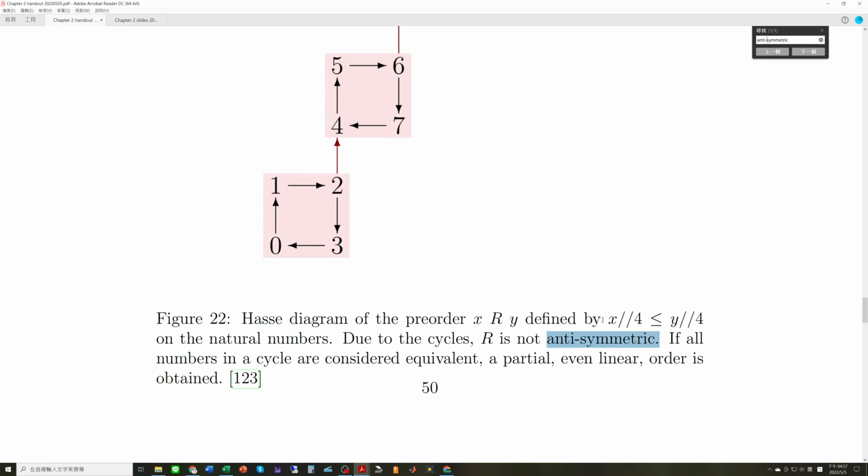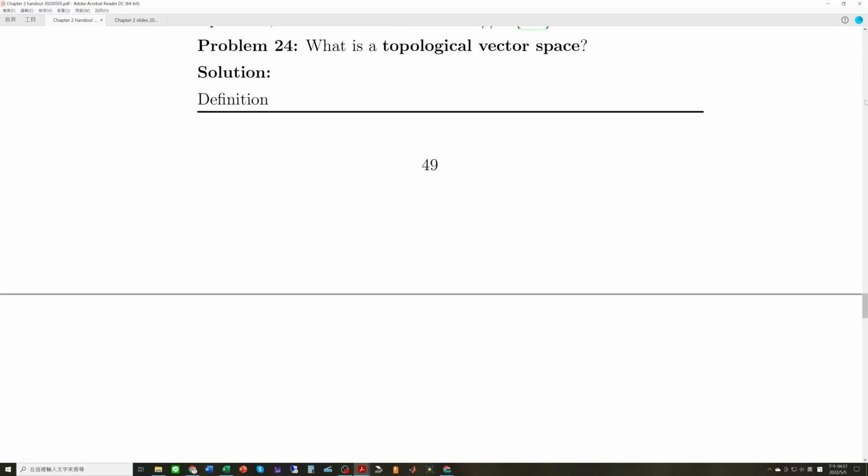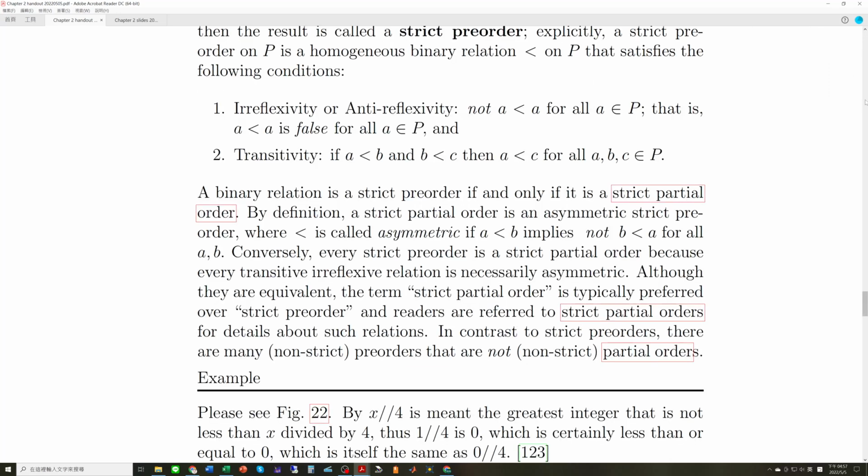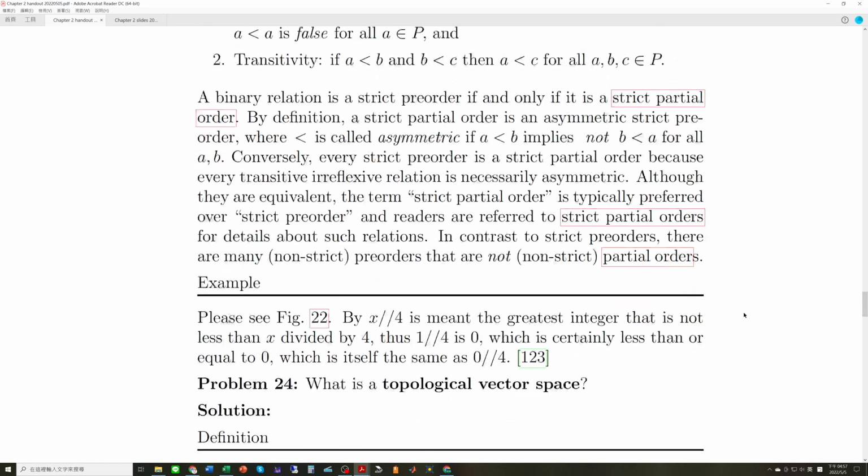Okay, because x R y is defined by x double slash 4, which is smaller than or equal to y double slash 4. Okay, I think we need to define what is the x double slash 4. Okay, let us go to, let me see, go to the example.